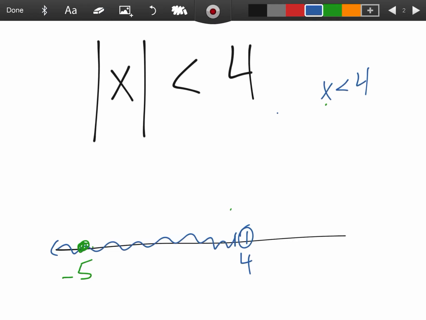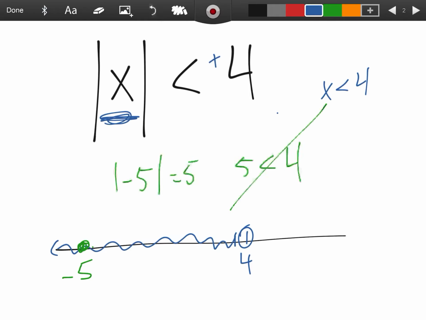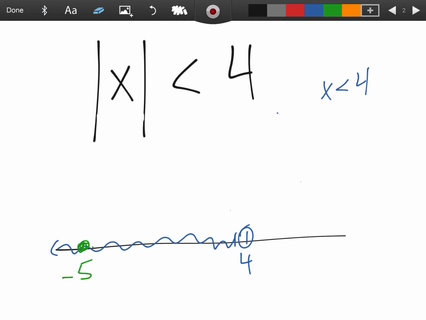Well, if we remember solving our absolute value equations, we would split it up and we would say, okay, x is equal to 4 and x is equal to -4. We take what's inside of that absolute value and we set it equal to the positive and negative of the other side. Well, what we are going to do here is instead of setting it equal, I am going to take whatever's inside, keep the sign the same, and set it to the positive.